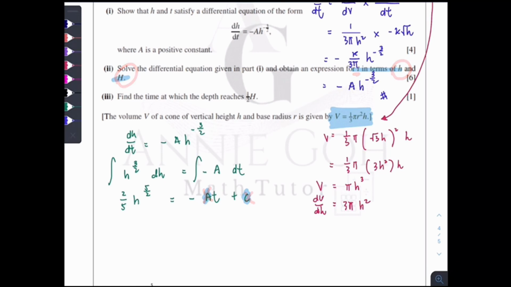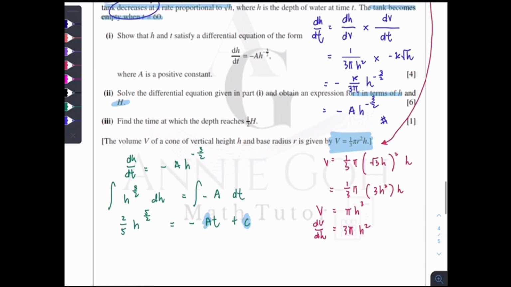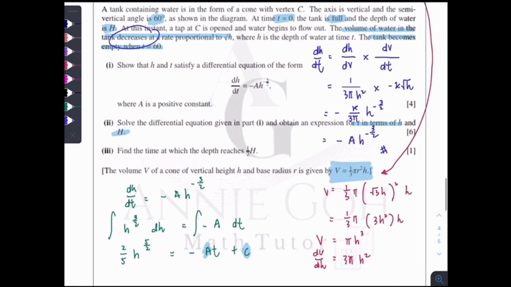So to find out the a and c, it depends on the information provided in the question. The question mentioned that at t equals 0, the tank is full and the depth of water is H. So I jot down this: when t equals 0, h equals the big H.